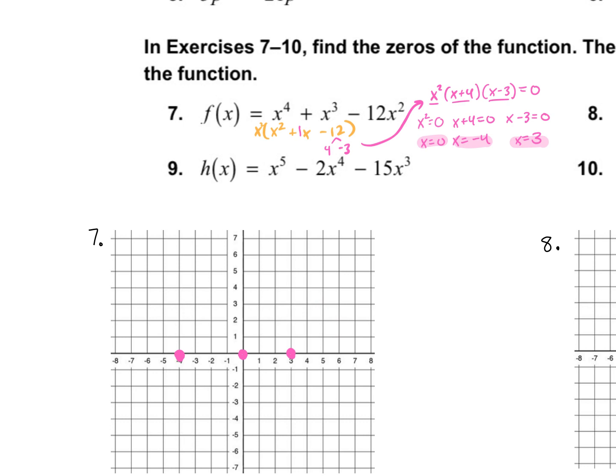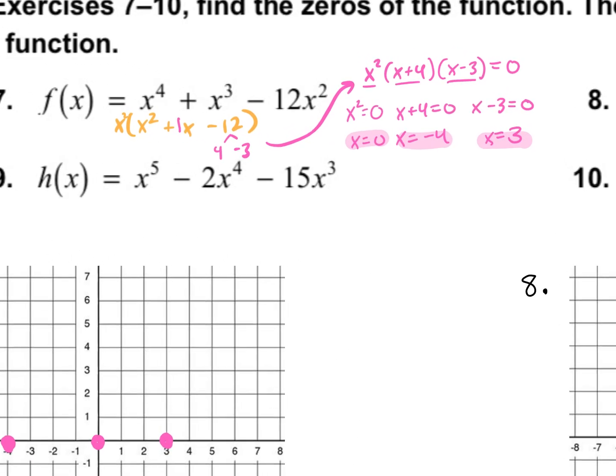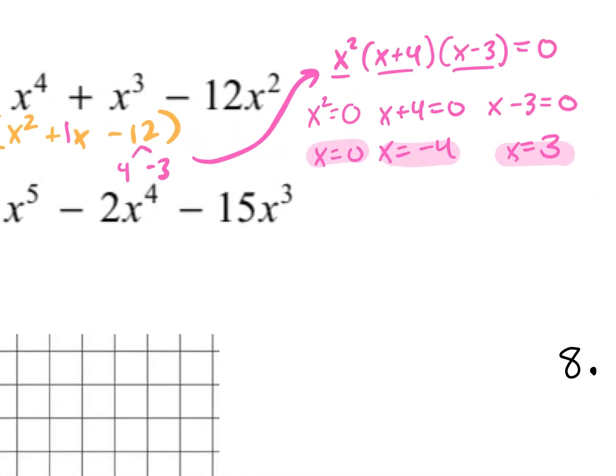Now, in order to see what our graph is going to do, we need to know the multiplicity of each of these. So how many x is equal to 0s do I have? 1. Are you sure? What's 2? 2, because it's x squared is equal to 0. So because this is squared, that means I have 2 of them. So I have a multiplicity of 2 here. Is 2 even or odd? Even. So if I have even multiplicity, do I touch and turn or go through? Touch and turn.